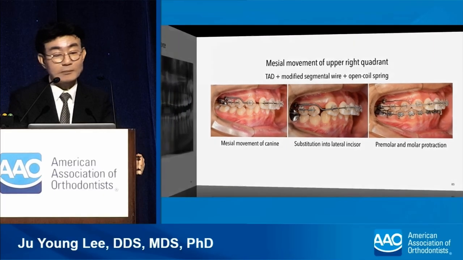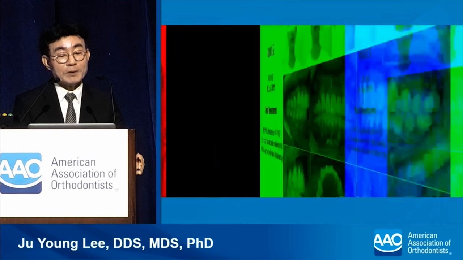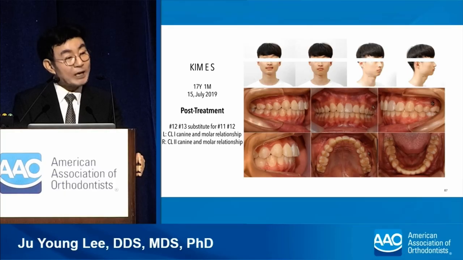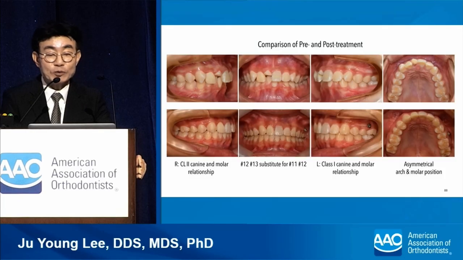Instead of using pulling force from the left side, the pushing force from the right side was used to reduce the possibility of anterior teeth intrusion. The upper right teeth were protracted by one tooth size to form a class 2 canine and molar relationship. Here is the comparison of before and after treatment.